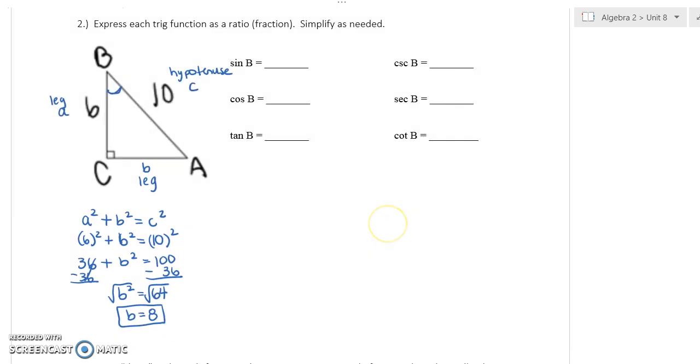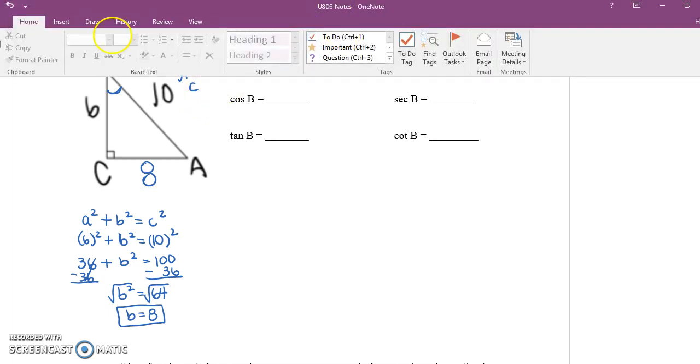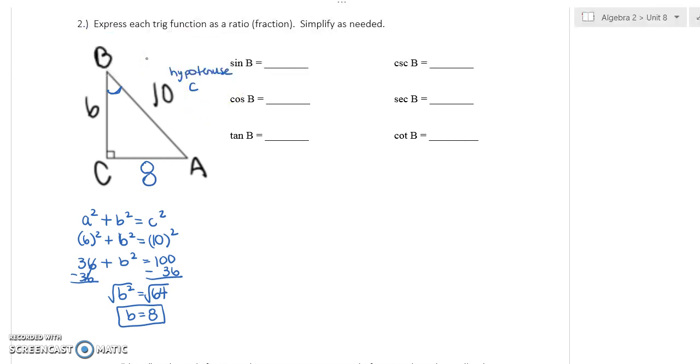Now I'm going to go ahead and just erase the leg parts at least. And so I know this missing side is 8 now. I left the hypotenuse because hypotenuse is always hypotenuse, but I am going to label the other sides opposite and adjacent now. So opposite of angle B is 8, so this side is my opposite. And adjacent to angle B, next to it, is 6.